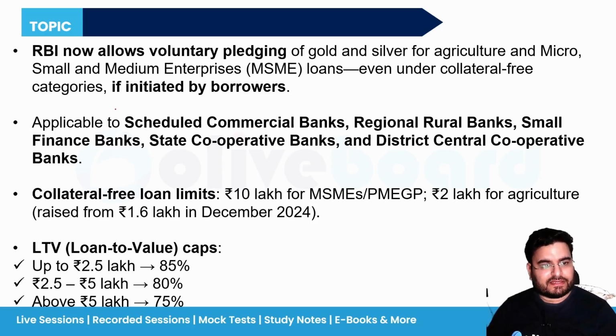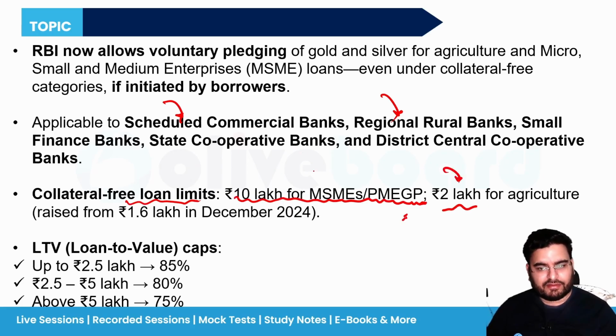So this is entirely applicable to scheduled commercial banks, RRBs, SFBs, every bank. Okay. Now collateral free loan limit is 10 lakh for MSME and under this Prime Minister Employment Guarantee Program. 2 lakh collateral free loan for agriculture. Got it? So please remember this collateral free loan. This is very important. And loan to value caps, if you are going to take loan up to 2.5 lakh rupees, okay, you can get 85% of the actual value of your gold and silver as the part of loan.